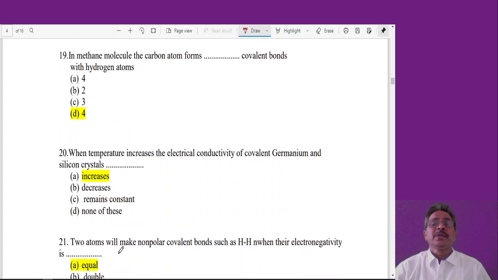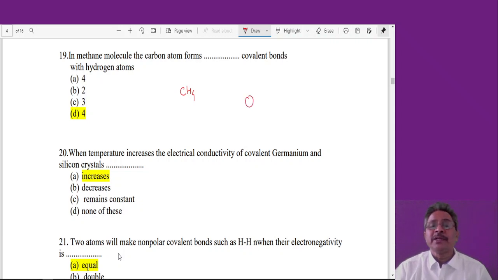Question number 19. In the methane molecule, the carbon atom forms dash number of covalent bonds with hydrogen atoms. So you might know this is CH4. The chemical symbol for methane is CH4.